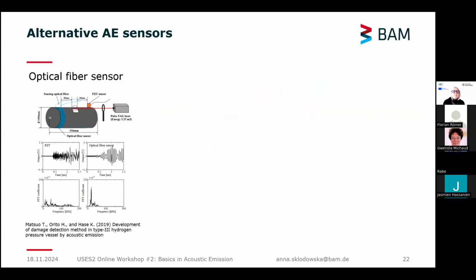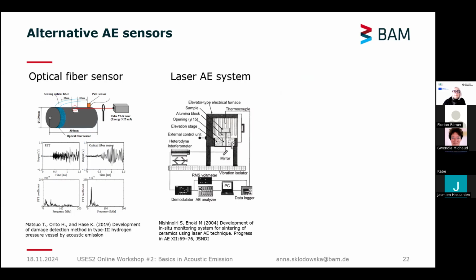Okay, so I was saying that we have mostly contact type sensors, the piezoelectric sensors, but there are also alternative acoustic emission sensors that are used for studies. They're not commonly used, but there are some. There's research going on with different types. For example, optical fiber sensors or laser acoustic emission systems, which is a bit tricky because the signals are relatively low, and this is maybe not as sensitive as the contact type.